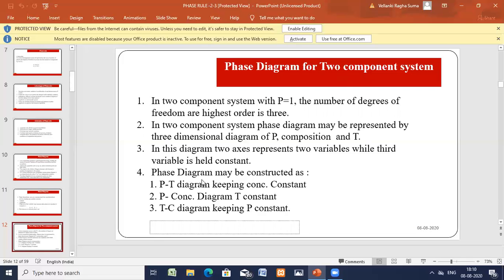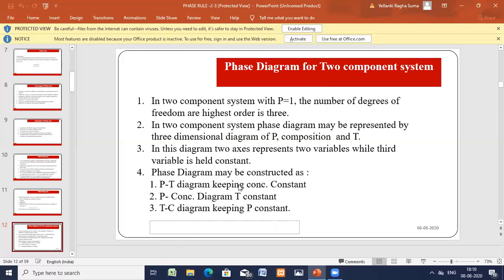Now, the phase diagram may be constructed as follows. PT diagram keeping concentration constant. You can do it three ways. Here, two component system, three-dimensional. 3 is converted to 2. Three-dimensional is converted to two-dimensional. How? One is kept constant. Here, P and T diagram, concentration constant, or P concentration diagram, T constant, or T and C diagram keeping P constant.